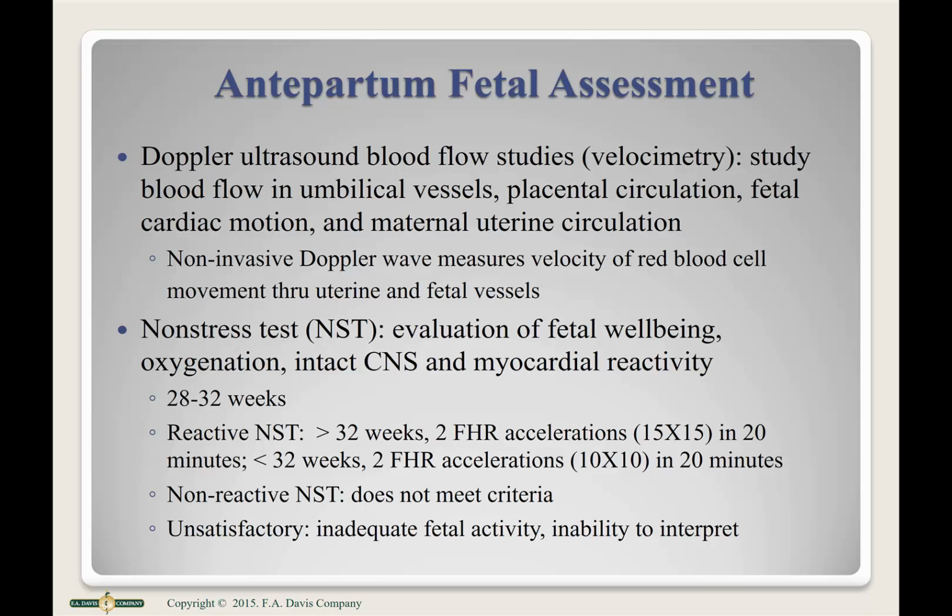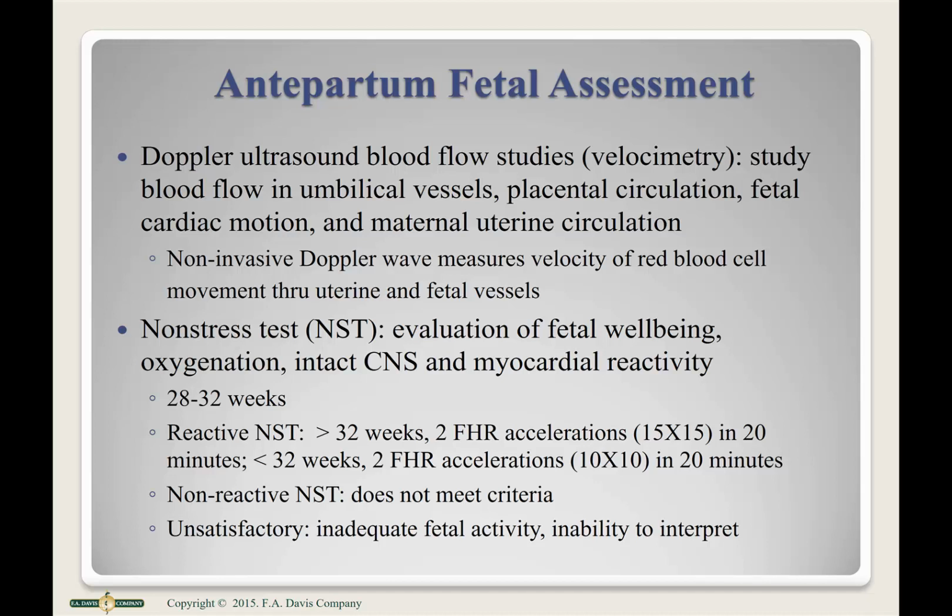Now, non-stress test is something we absolutely do very, very frequently. Okay, it's an evaluation of fetal well-being. It tells us about baby's oxygenation, which also tells us that baby has an intact central nervous system and a functioning myocardial reactivity, or a good reactive heart. Okay, we can start these tests. Baby is mature enough and developed enough to start these tests somewhere between 28 and 32 weeks.